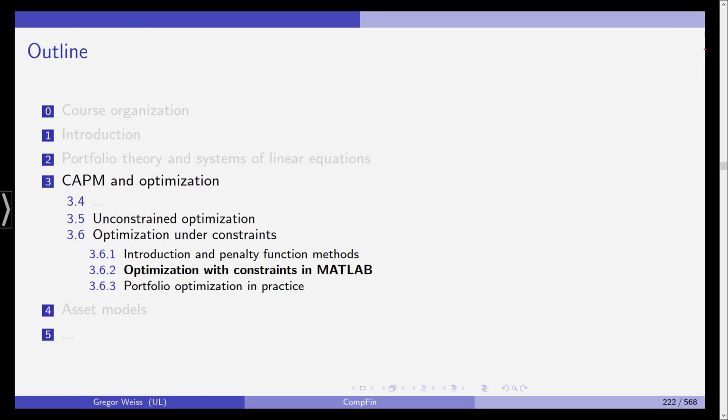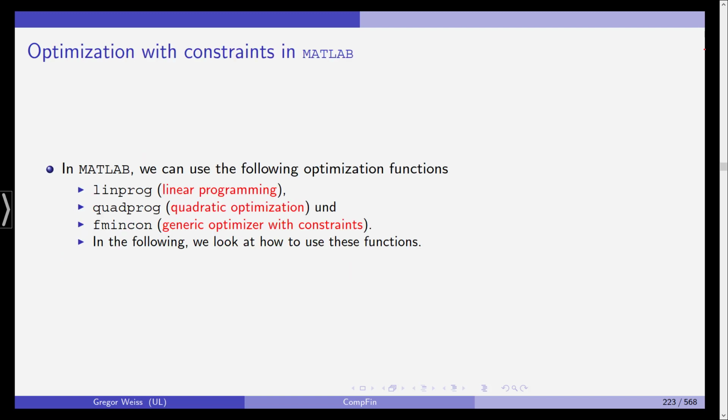So let's rather have a look at the optimization under constraints in Matlab. We're using linprog, quadprog, and fmincon. Linprog is for linear functions, linear programming. Quadprog is for a quadratic optimization problem. And fmincon is simply the generic optimizer in Matlab.